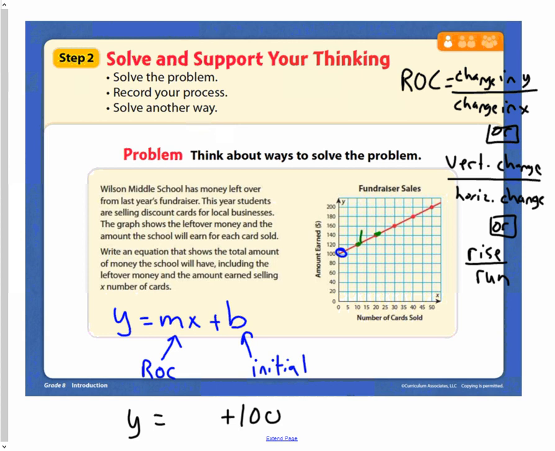The rise is up 20. The run is over from 10 to 20. It's also over 20. So 20 over 20. The rise over run is 20 over 20, which actually equals 1. So our slope, or our rate of change, is just simply 1. So 1x plus 100. And there's my equation: y equals 1x plus 100. Even though it doesn't look like it's going up 1 every 1, it's how it's numbered. It does go up 20 every 20 over.